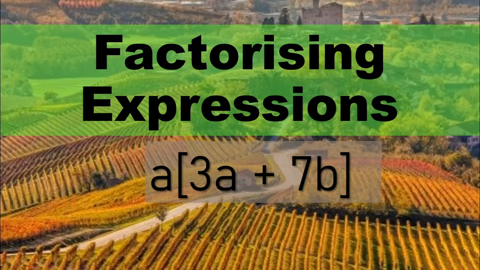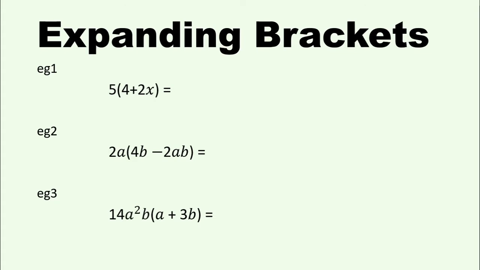Let's get started. First of all, you should definitely know how to expand brackets. And if you don't, I'm linking that lesson again down in the description box below, along with our first lesson on factorizing expressions. But I'm just going to go through this very quickly now as a quick reminder. When we expand brackets, we multiply the term that is touching the brackets from the outside by all of the terms inside. So here I'm going to do 5 times 4, which is 20, 5 times 2x, which is 10x, and there you have it.